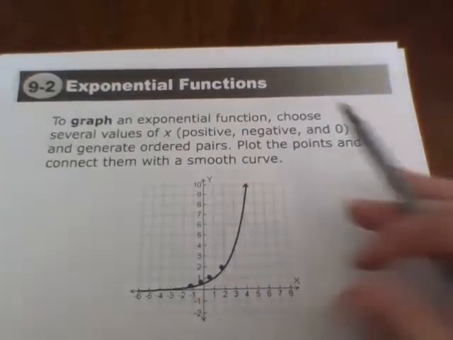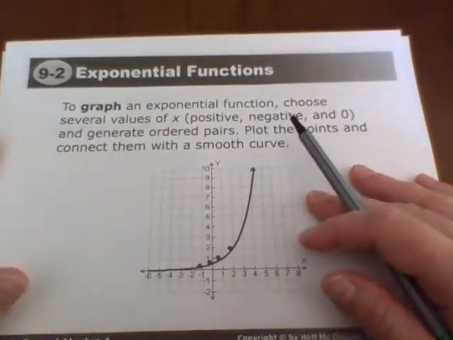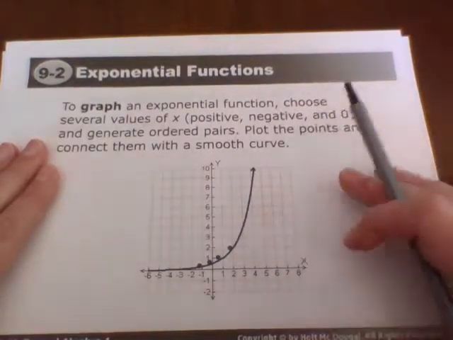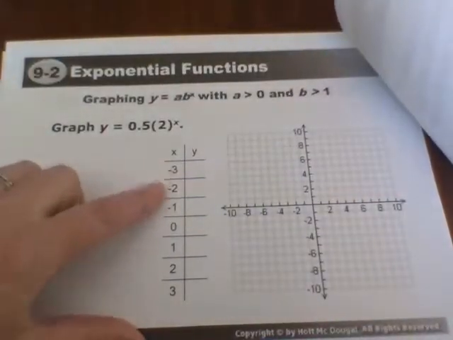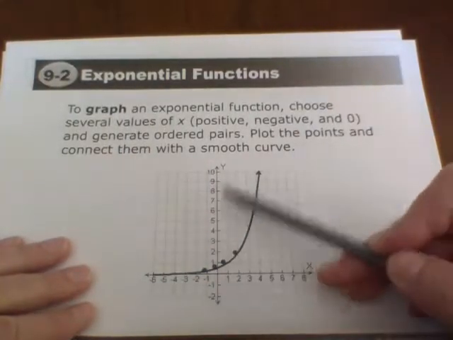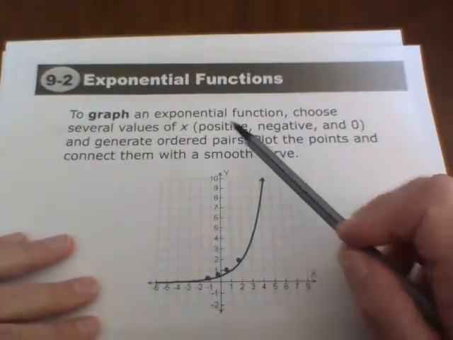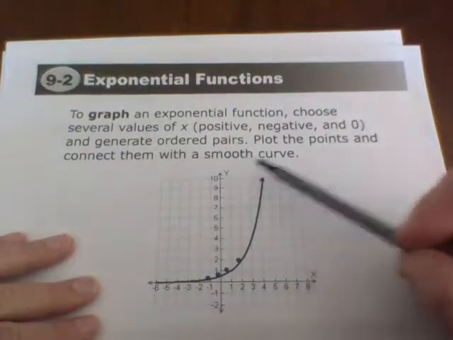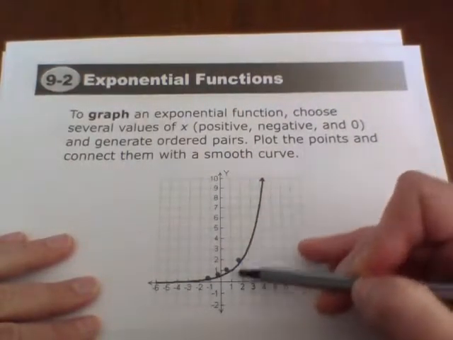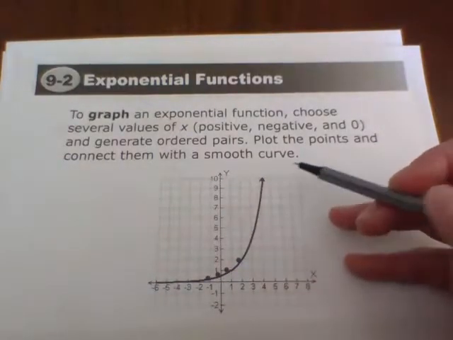All right. So to graph an exponential function, which we will be doing by hand, we need to choose several values of x. Generally, when we do that, we'll be doing -3 to 3. That's usually where the action is happening, over here around 0. And generate ordered pairs. We're going to plot the points and connect them with a smooth curve. All right, and it is going to tend to look like this graph here.